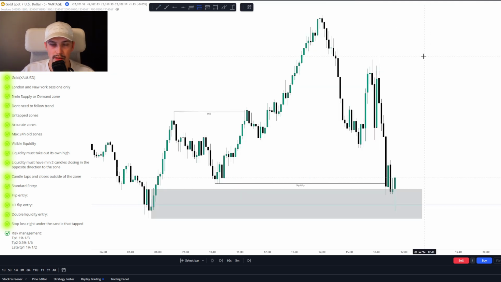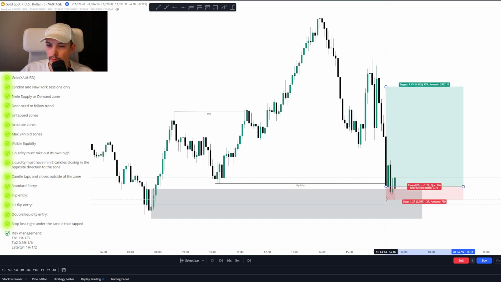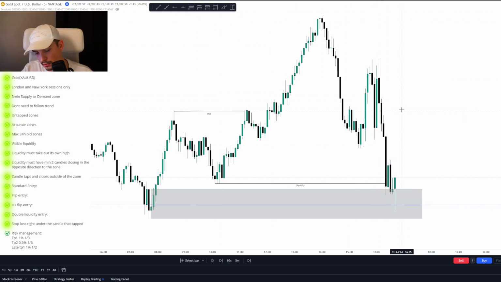The last entry model is called a double liquidity entry. This is when you have a key resistance line close or inside your zone. What usually happens is price reacts from the zone and normal people enter here. But since we have a key resistance line here, you can anticipate that smart money also wants to take out these stop losses under here as well. So this is what usually happens.